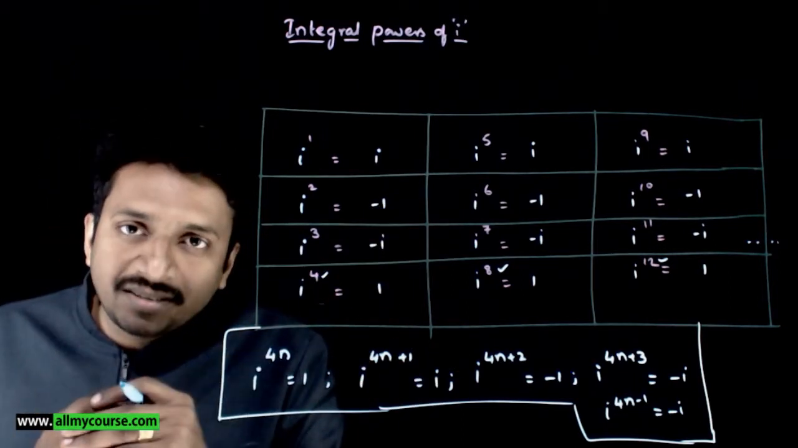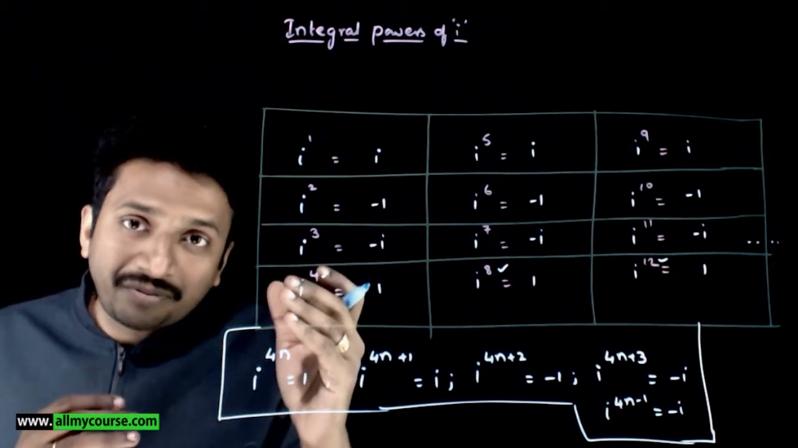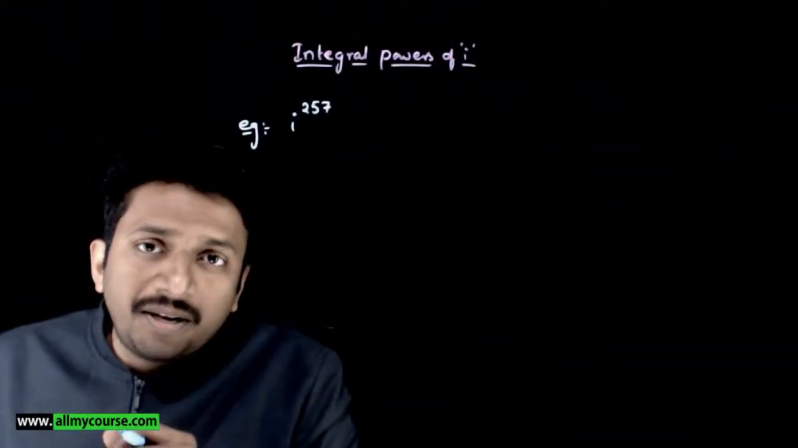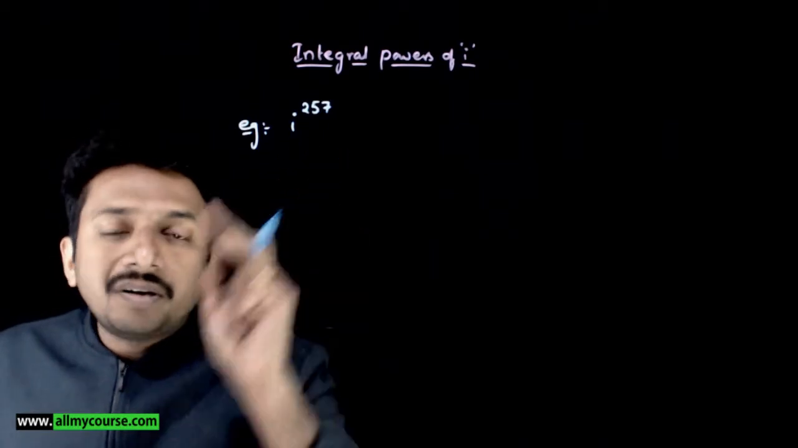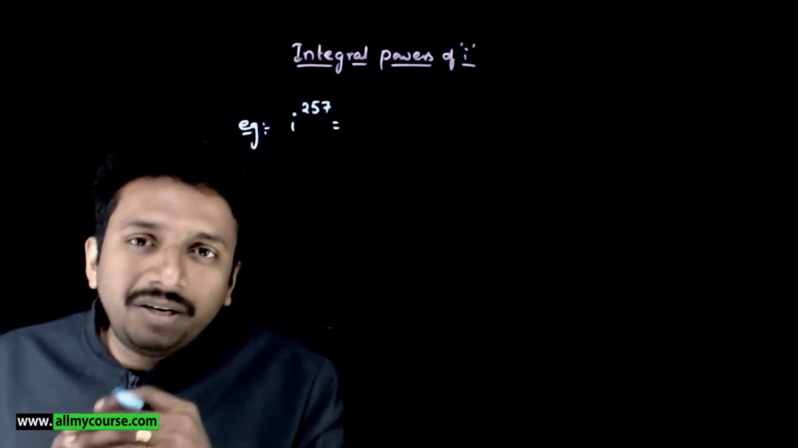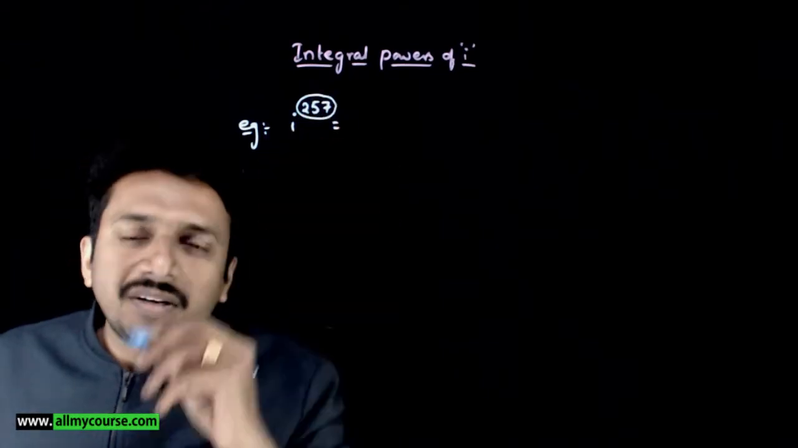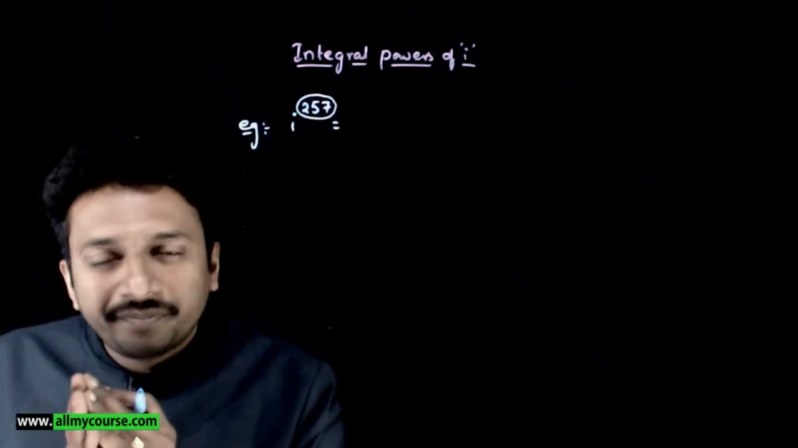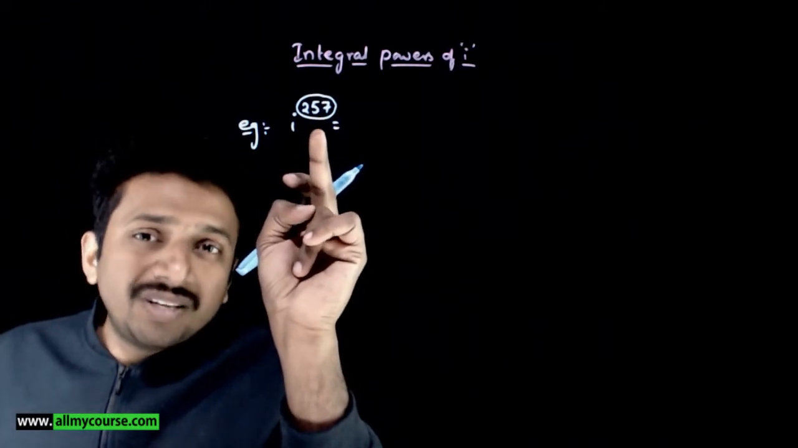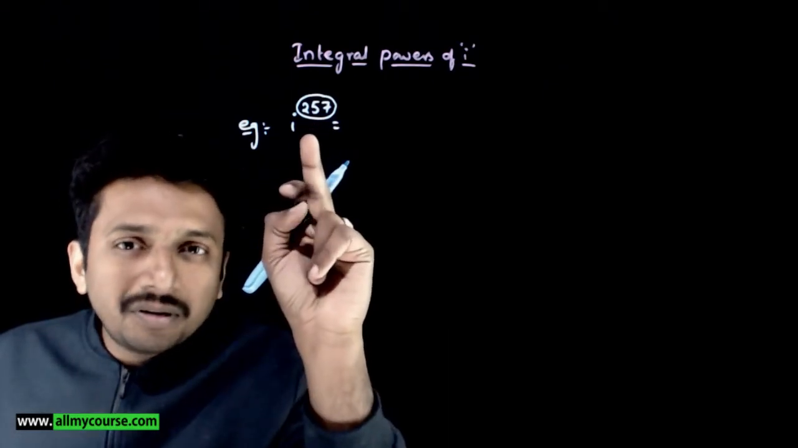Now once we understand this, let us see how to calculate the powers of i when the power is a large number. Let us take an example. You are asked to calculate i power 257. What you need to do is try to express this 257 with respect to 4. As you know, the number very close to 257, which is 256, is a multiple of 4, and this is a multiple of 4 plus 1.